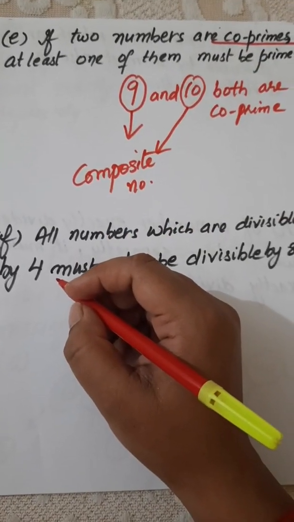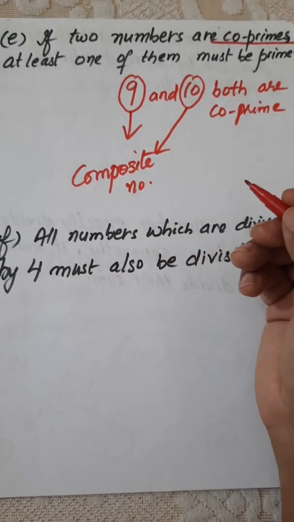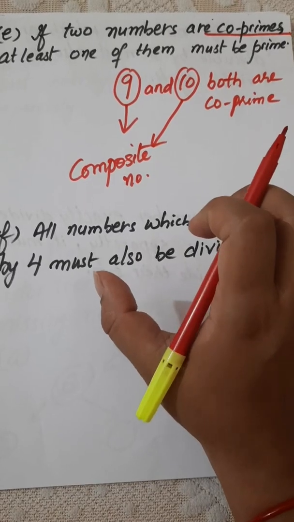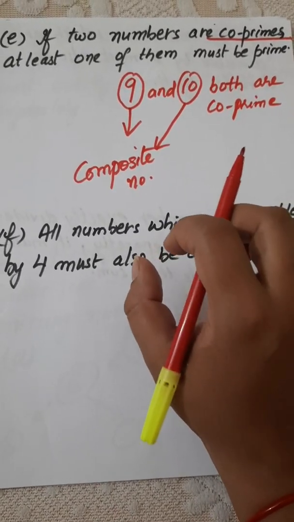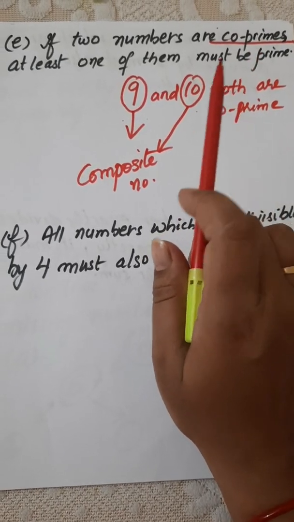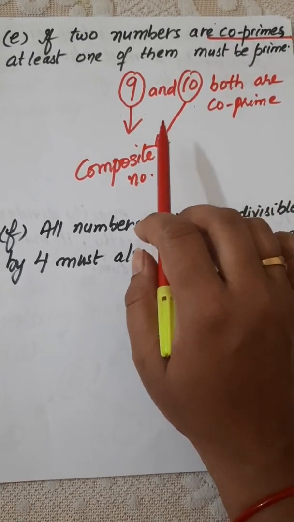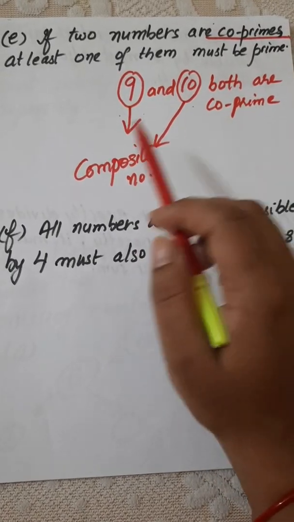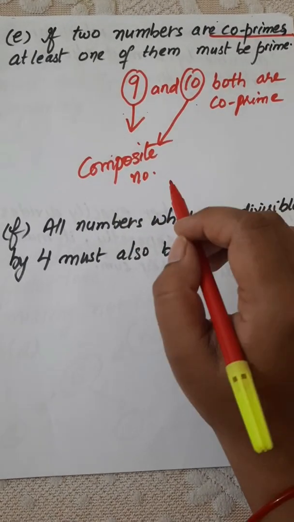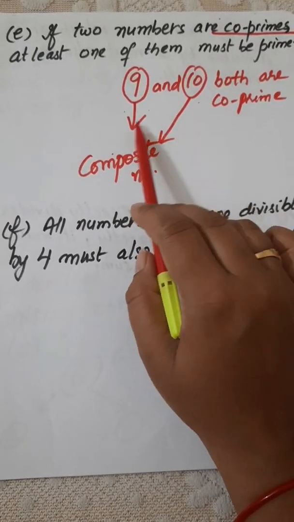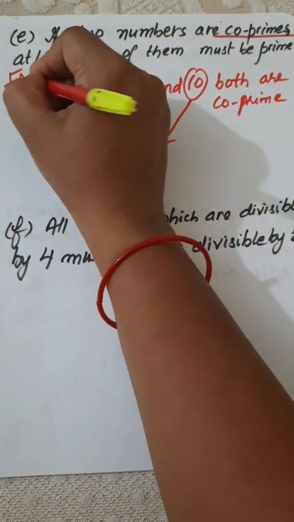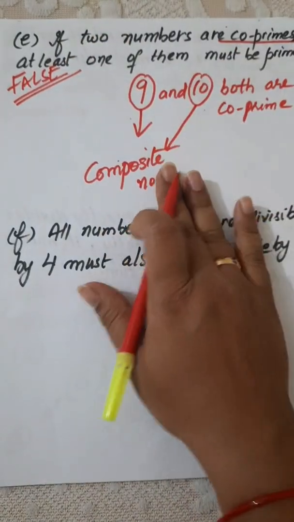So it is not necessary that co-prime numbers must include a prime number. The condition of co-prime numbers is that the common factor of the two numbers is 1 only. If 1 is the only common factor between two numbers, then they are co-prime. So it is not necessary that at least one of them must be prime. It may be composite also, but the main thing is that the common factor between the two numbers is 1. So this statement is a false statement. Numbers can be composite also.